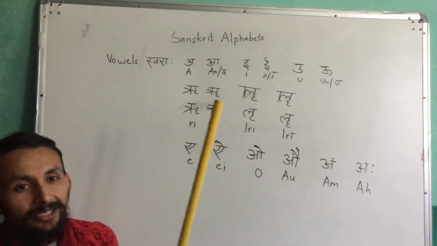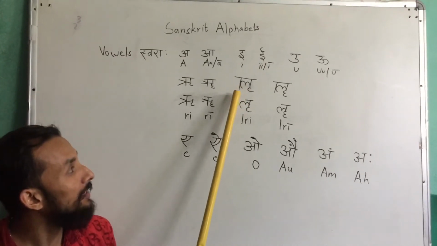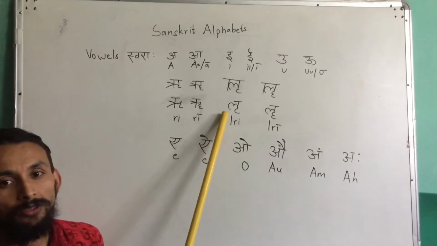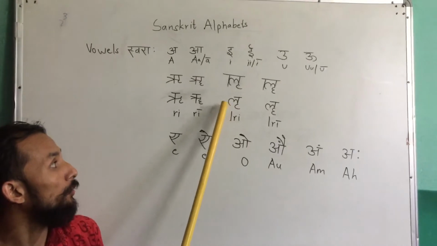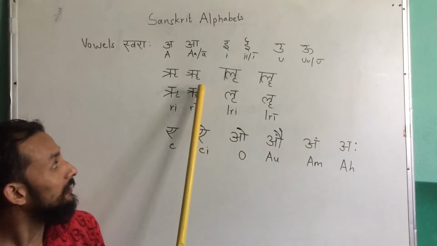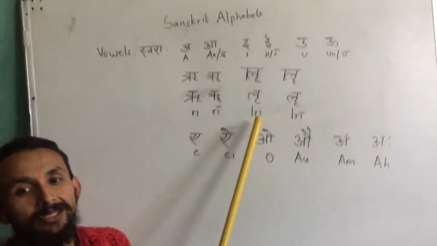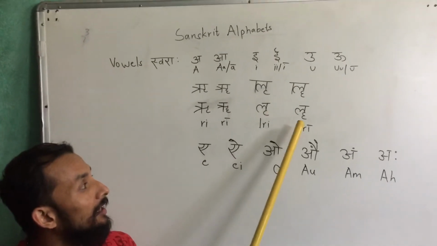Similarly, lri you can write in two ways. One shorter lri you can write either in this way or this way. You can choose either one. This is a re and this is lri. Lri.